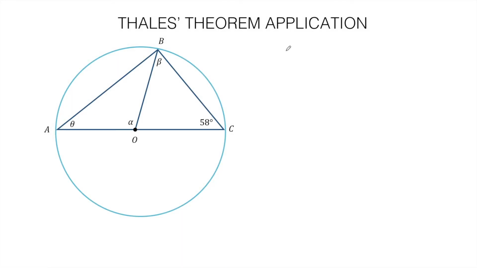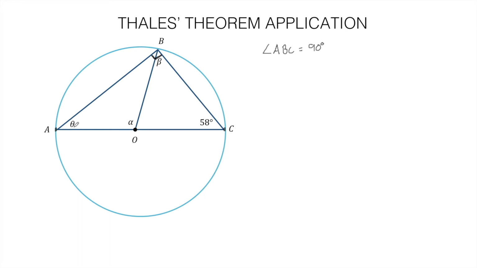Application of Thales' theorem, which basically just says if a triangle is inscribed within a circle across the diameter AC, then the angle ABC is equal to 90 degrees. There's loads of YouTube videos and internet sites you can have a look at to prove that that's right, but that's just a fancy way of saying that this angle here is 90 degrees.